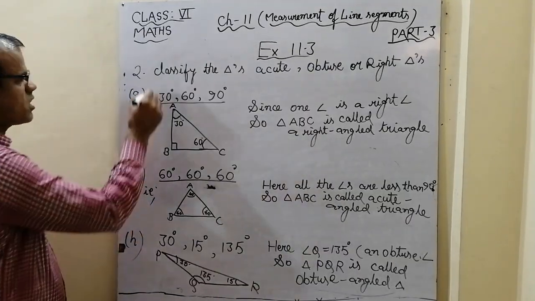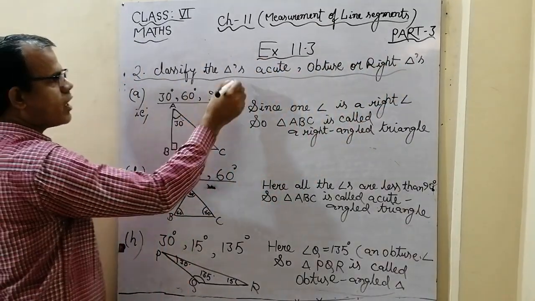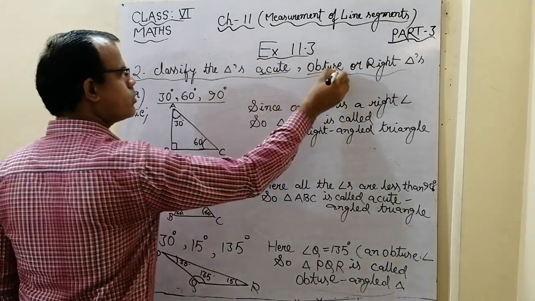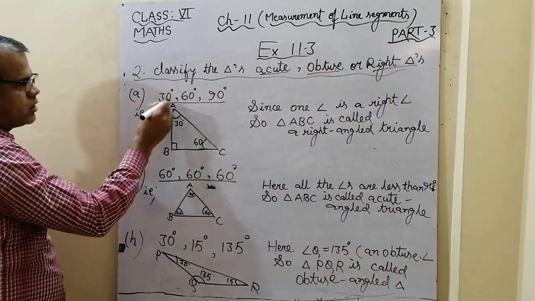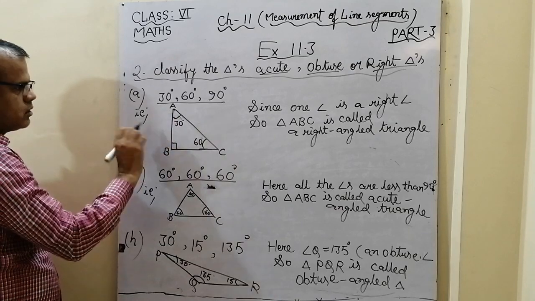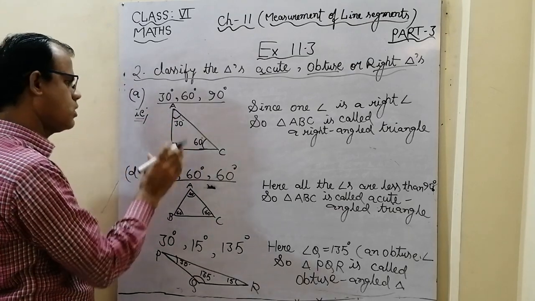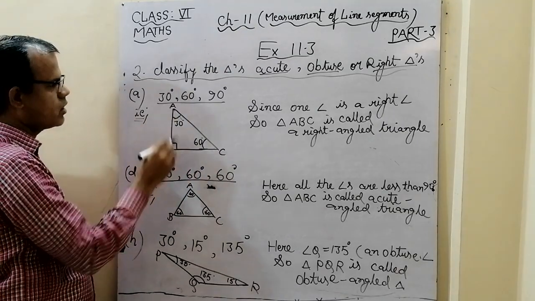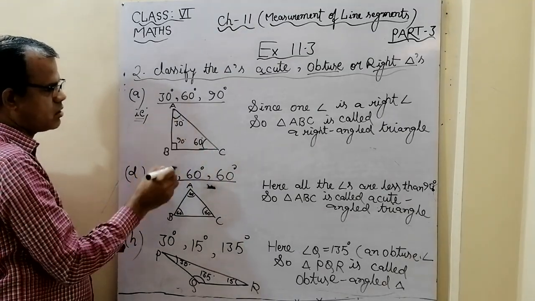Yes student, second question, exercise 11.3. Classify the triangles acute, obtuse, right triangle. So look here, 30 degree, 60 degree, 90 degree. Roughly we have to draw the sketch of rough triangle ABC. Here you can see this is 90 degree, 60, 30 degree.